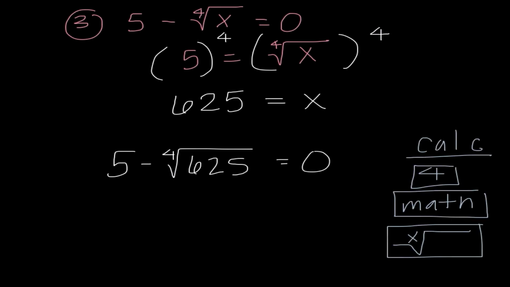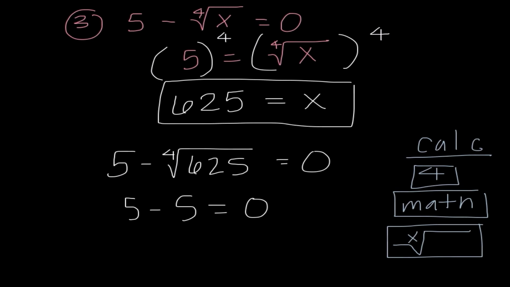If I want to use my calculator, I'm going to start by typing 4, because that is our index number, then math, and then there's an option with an x in the radical representing our index number. What this will do is make it a 4th root. So if I had a 5th root, obviously I would type 5, math, x root. That way I can put any index number I want into my calculator. And we end up seeing that this is 5, so I get 5 minus 5 equals 0. So 625 is our solution.